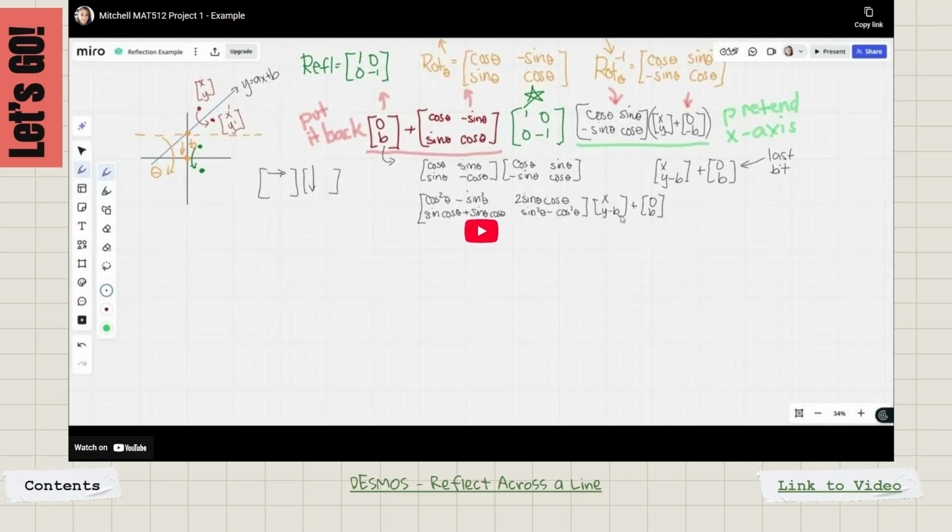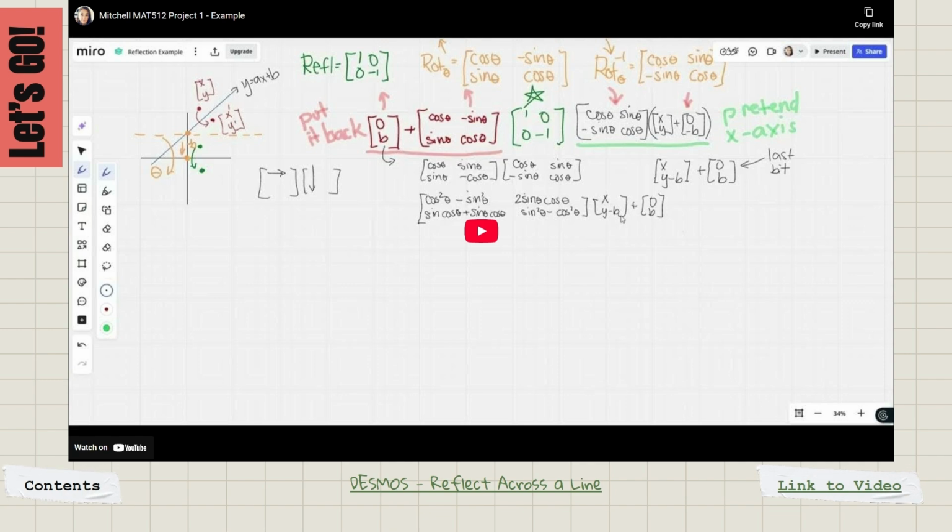Now we're ready to look at a worked example. I chose this one because it shows how reflections, rotations, and translations naturally work together. In this example, a vector is reflected across a general line, y equals ax plus b. But before the video starts, pause and think about what transformations are needed to make this reflection possible.